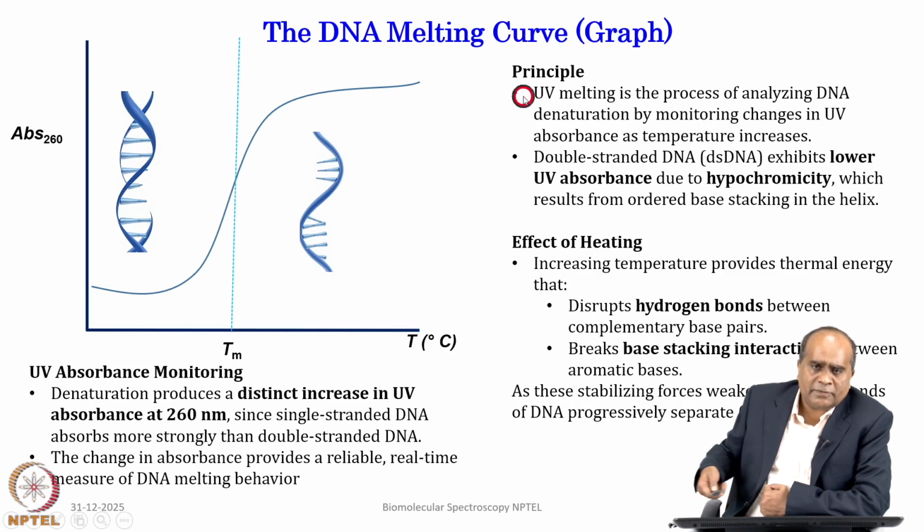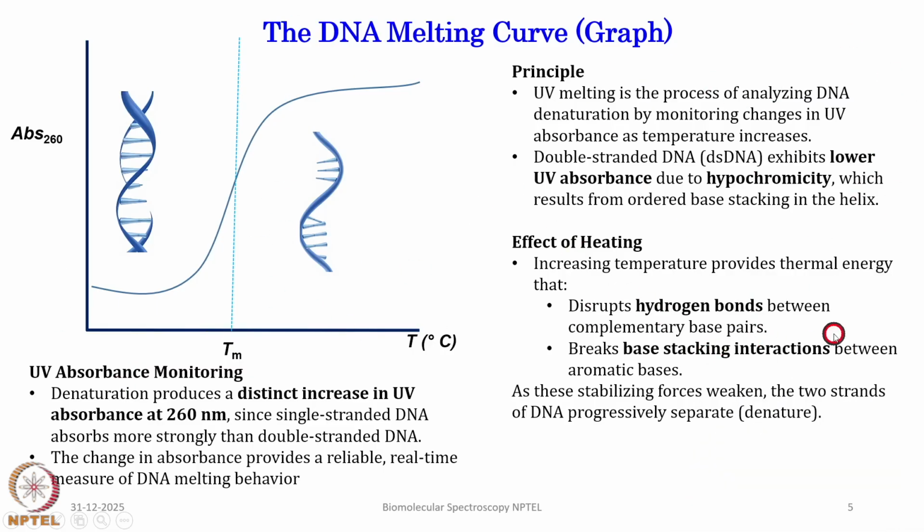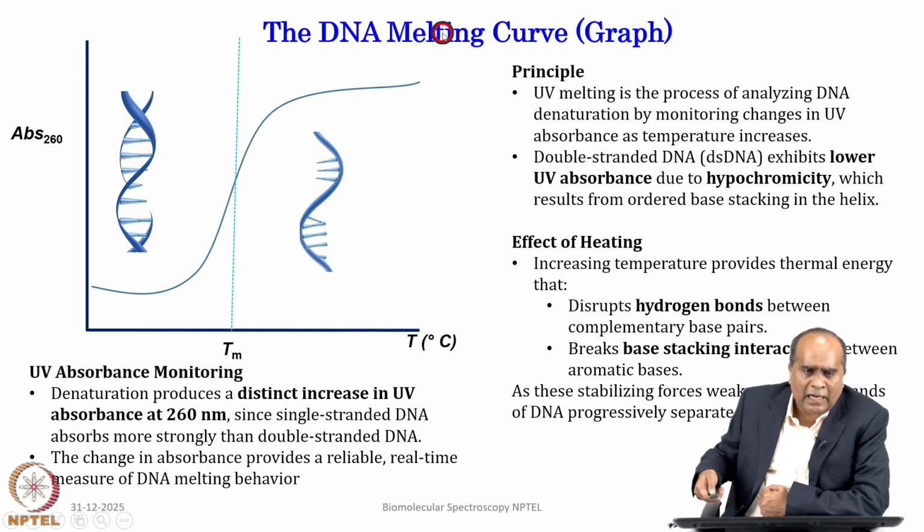So, double stranded DNA exhibits lower UV absorbance, hypochromicity, and with the effect of heating, hydrogen bonding is broken, base stacking interaction is gone, and therefore, it absorbs high, and you can find out the midpoint of temperature, right. So, that is what happened. Denaturation produces a distinct increase in the UV absorbance. The single stranded DNA absorbs strongly, and the change in absorbance provides a reliable and real time measurement of DNA melting behavior.